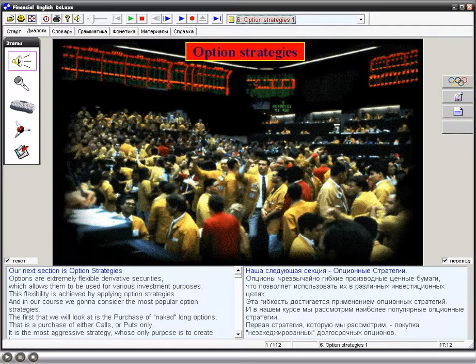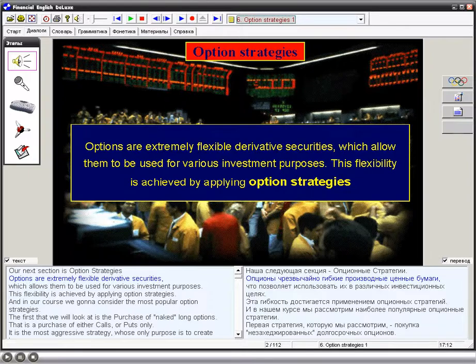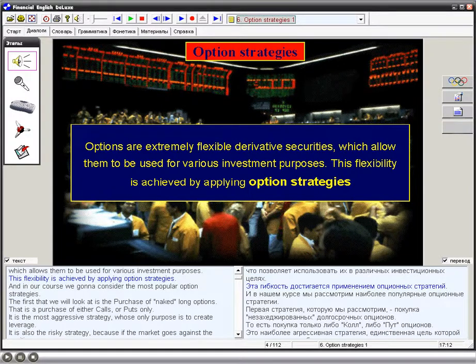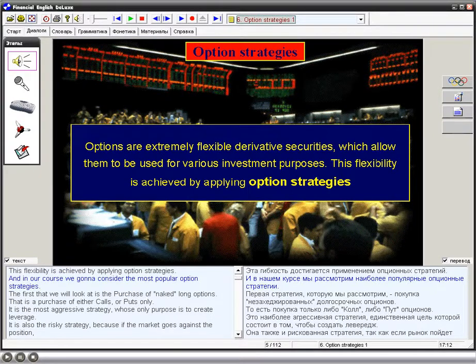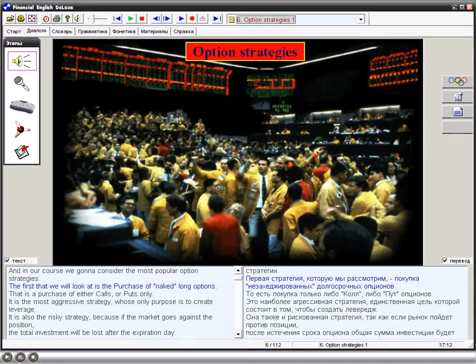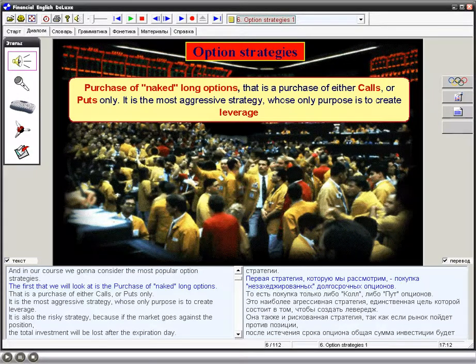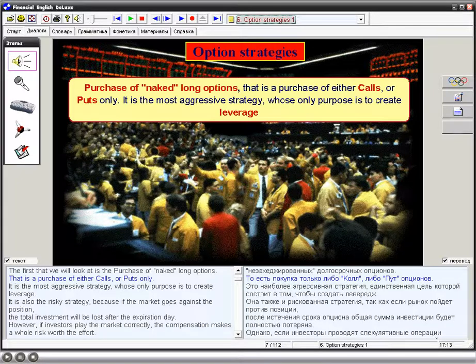Our next section is option strategies. Options are extremely flexible derivative securities, which allow them to be used for various investment purposes. This flexibility is achieved by applying option strategies, and in our course we're going to consider the most popular option strategies. The first that we'll look at is the purchase of naked long options. That is a purchase of either calls or puts only.